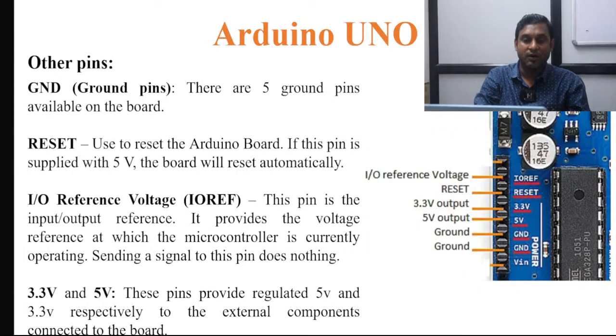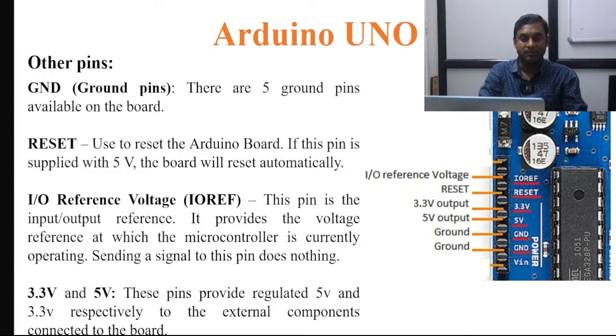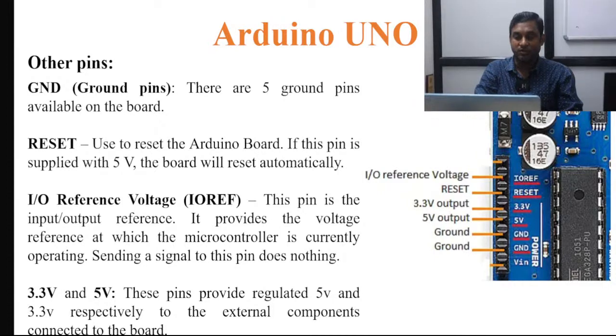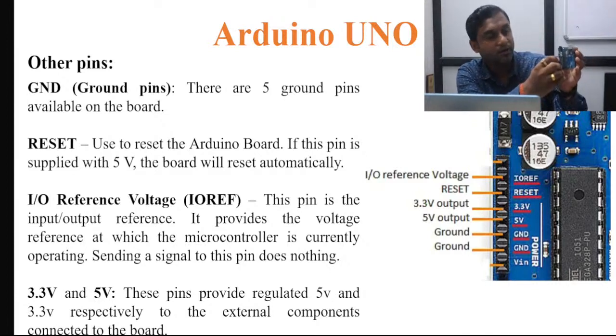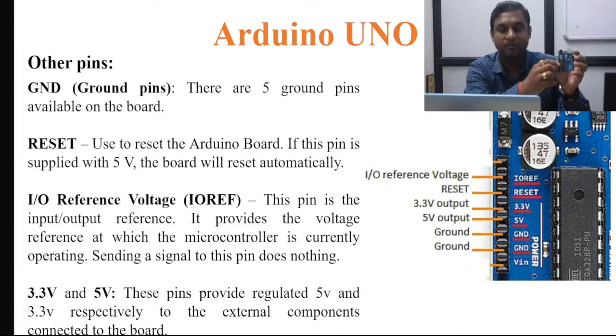So there is a ground pin. As I told you earlier, there are a total of 5 ground pins, and one reset button, and there is an IO reference voltage pin also. This IO reference voltage pin provides the voltage reference at which the microcontroller is currently operating. Similarly, we can get 3.3 volt output or 5 volt output. You can see here, a 3.3 volt output or a 5 volt output we can get from these two pins. So if you require 3.3 volt or 5 volt from this particular board, we can get it from this.